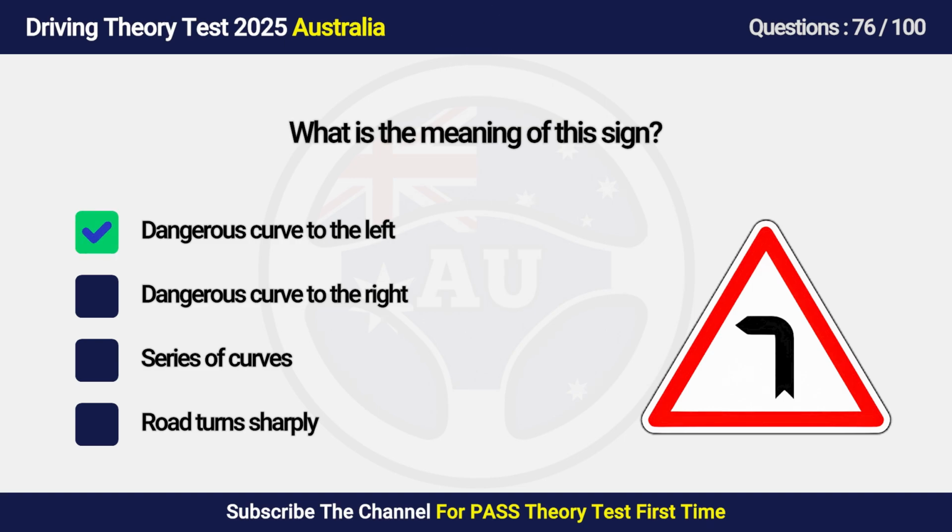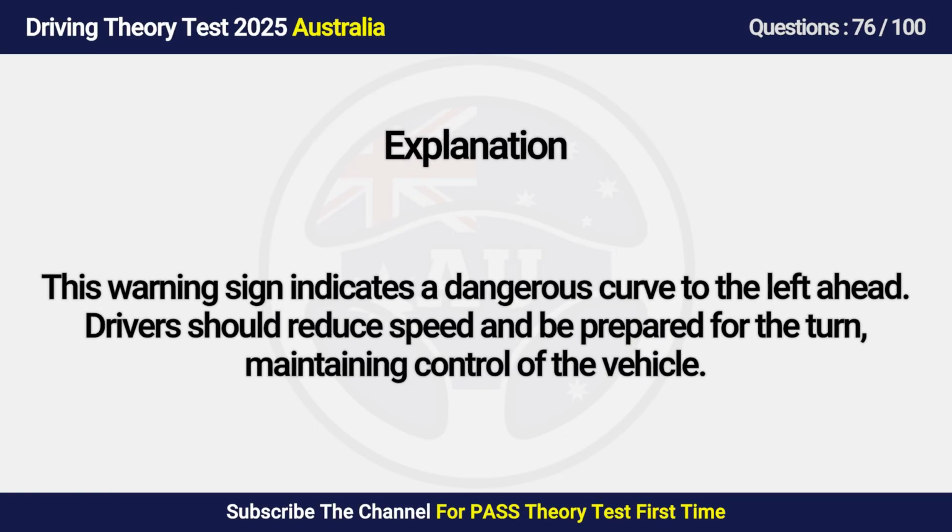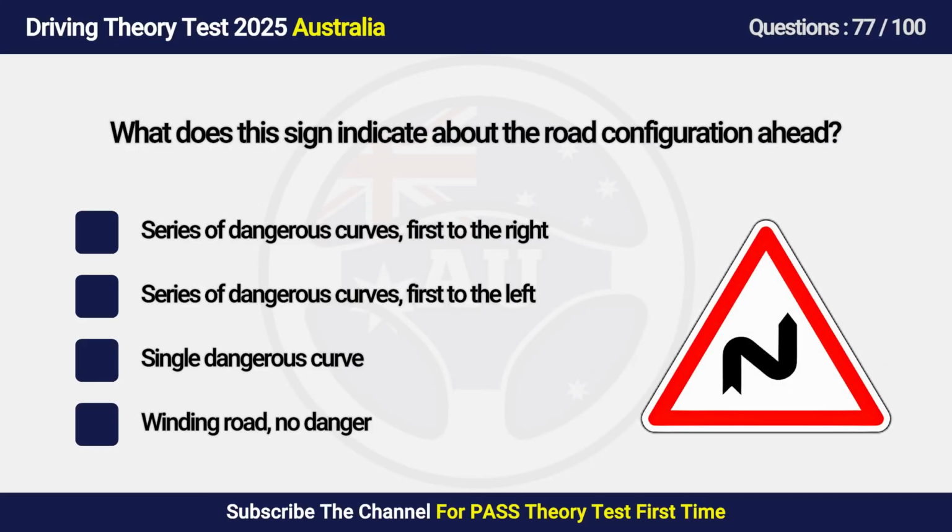Answer is A. Dangerous curve to the left. This warning sign indicates a dangerous curve to the left ahead. Drivers should reduce speed and be prepared for the turn, maintaining control of the vehicle. Question 77. What does this sign indicate about the road configuration ahead?